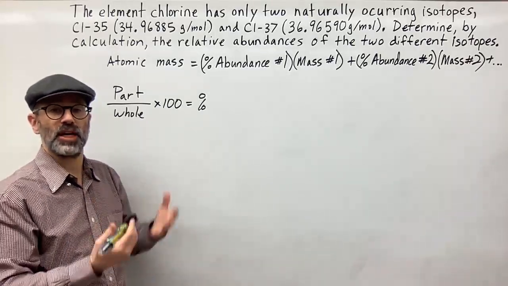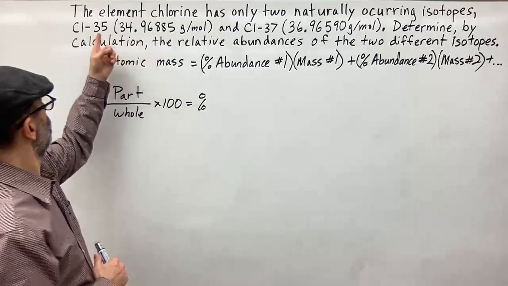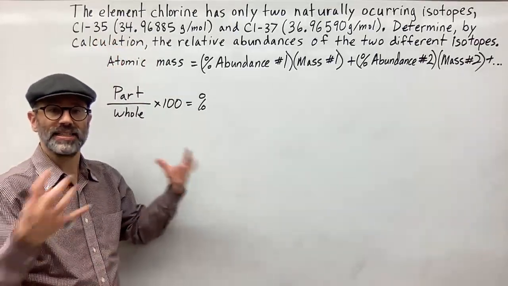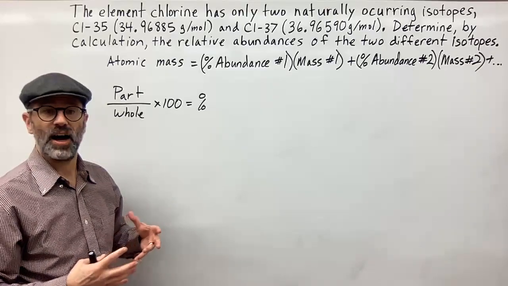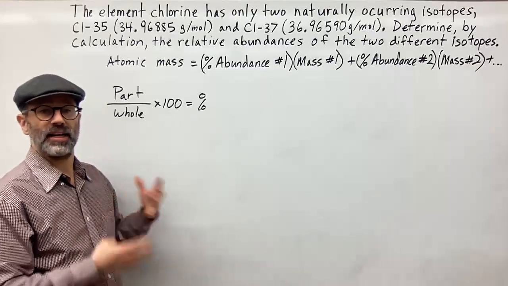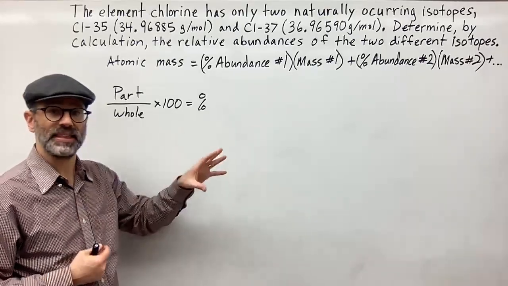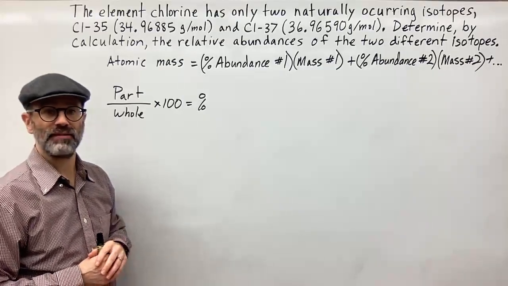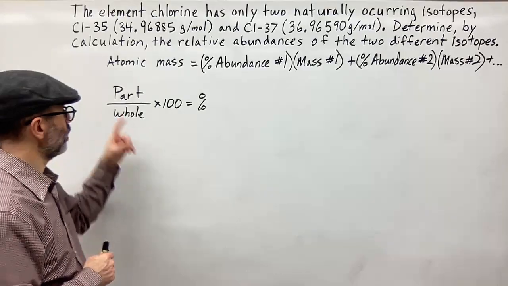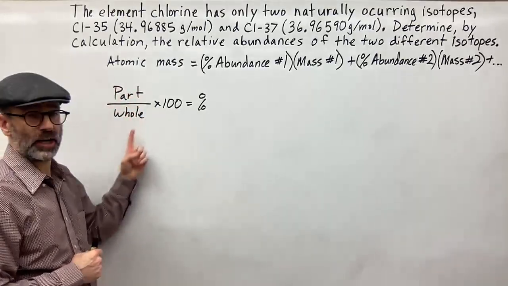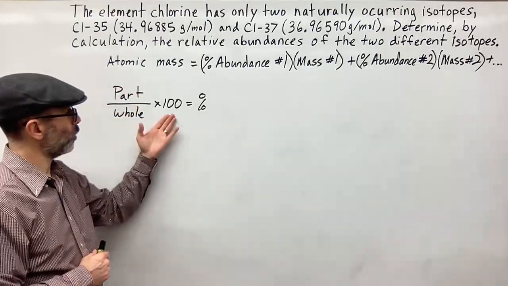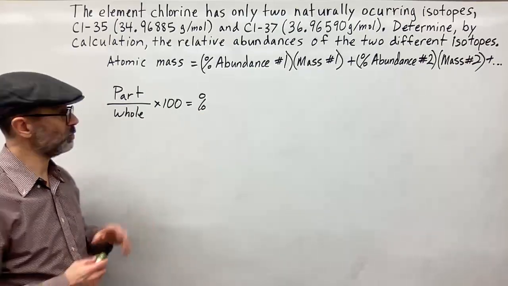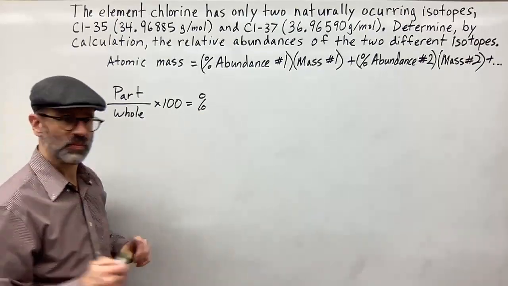So if I wanted the percent abundance of Cl35, I would get a sample of these atoms of chlorine, count out how many Cl35 I have, count out how many Cl37 I have, take each part that I count out, divide it by the total that I have, multiply by 100, and I get the percentage. Okay, with me so far? I hope so.